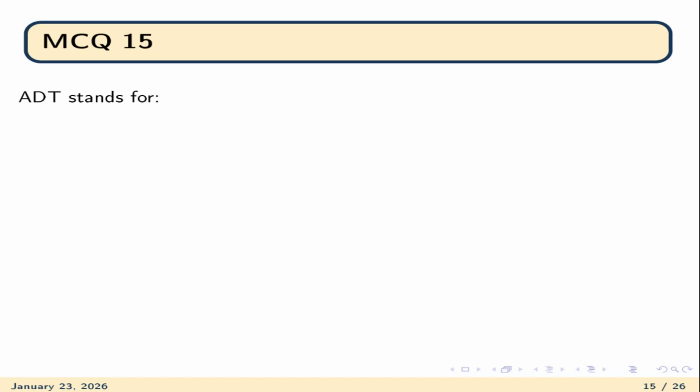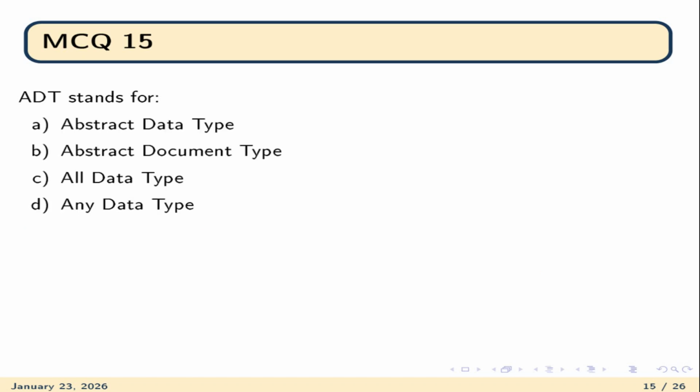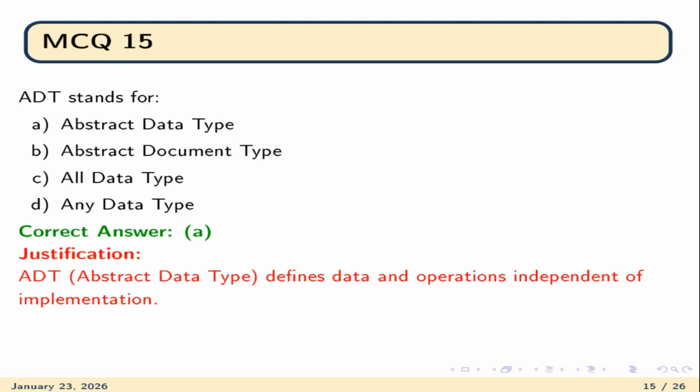Question number 15. ADT stands for: abstract data type, abstract document type, all data type, any data type. The correct option is abstract data type. That is option A. ADT, abstract data type, defines data and operations independent of implementation.